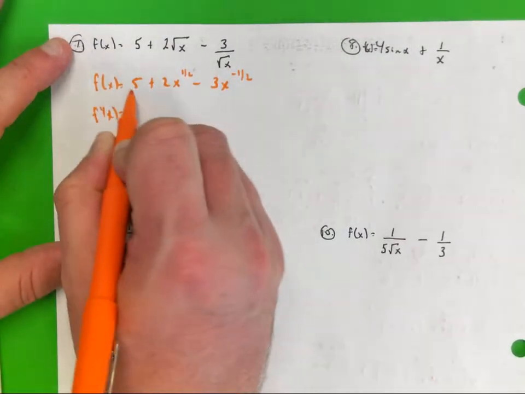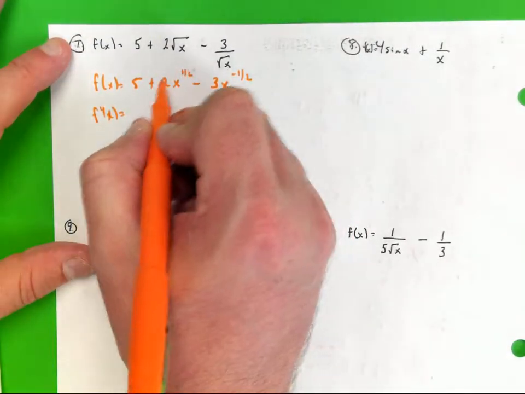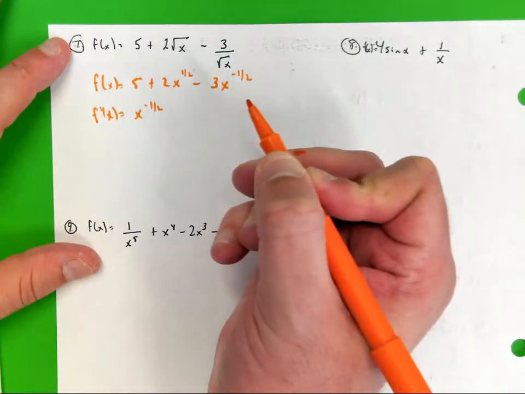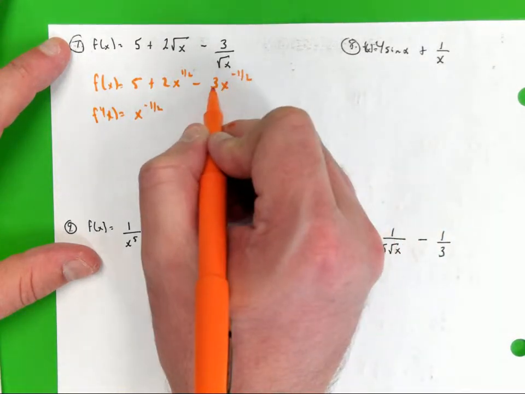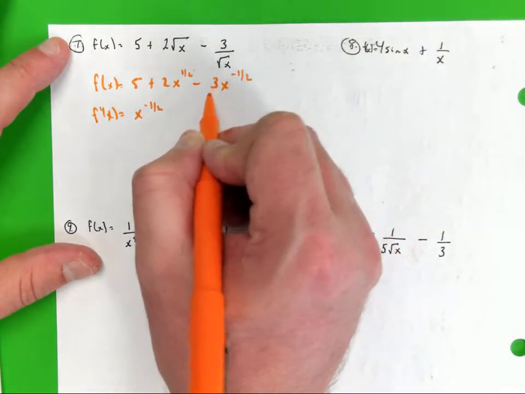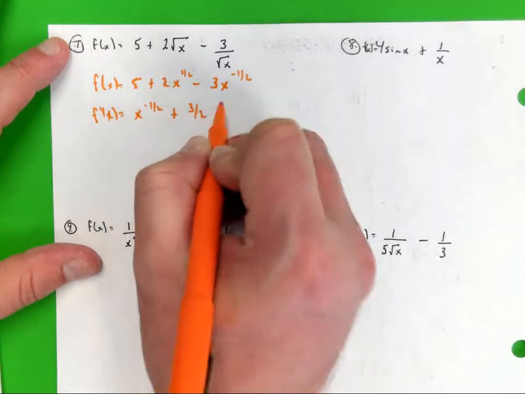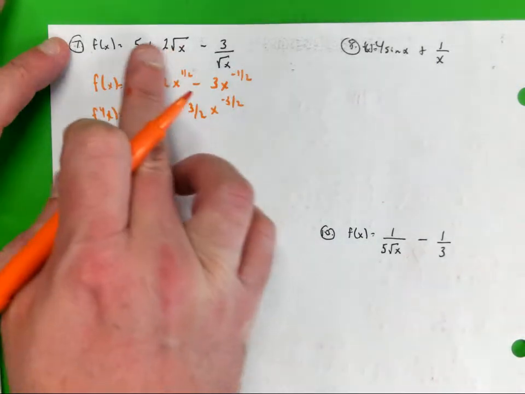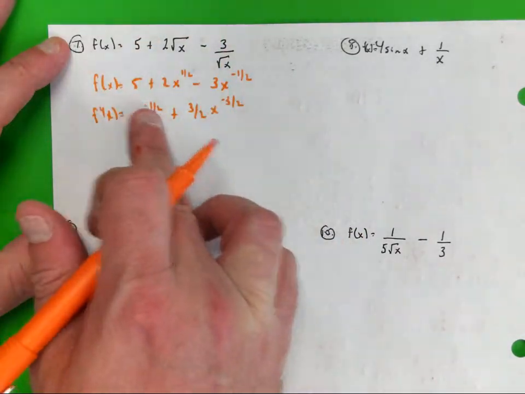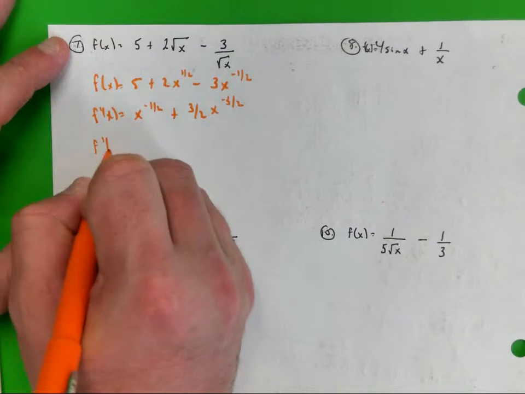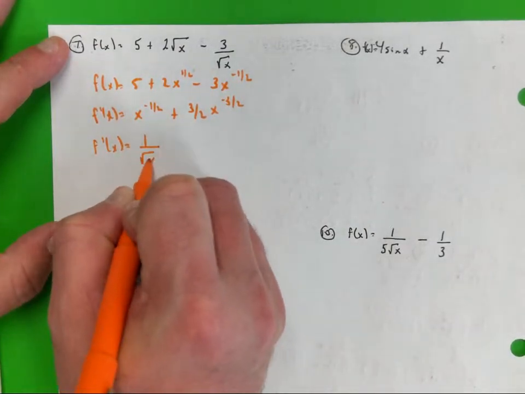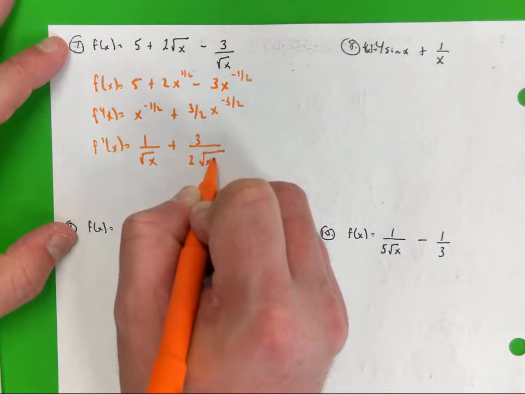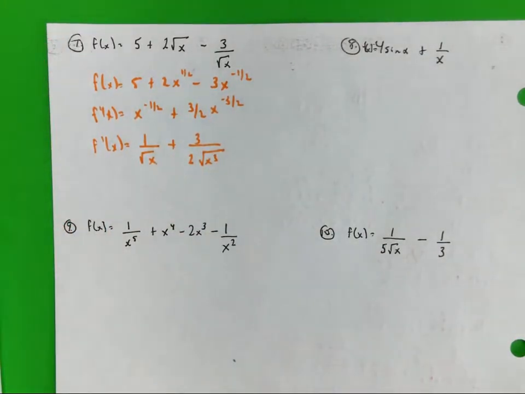Now, f prime, derivative of 5 is 0. 1/2 times 2 is 1. 1/2 minus 1 will be an x to the negative 1/2. Negative 1/2 times negative 3 will be a positive 3/2. X to the negative 3/2. Since my problem had radicals in it, I'm going to write my final answer with radicals. F prime of x equals 1 over the square root of x plus 3 over 2 square root of x cubed. That would be my answer there.